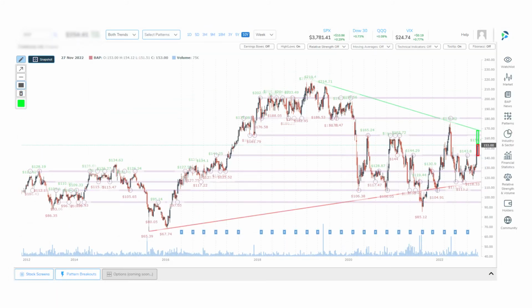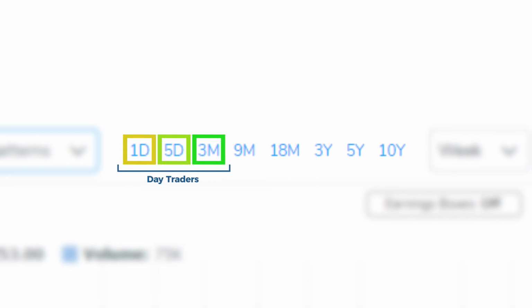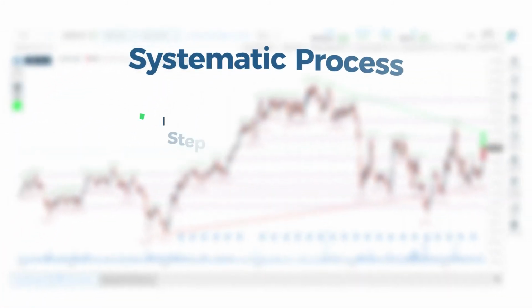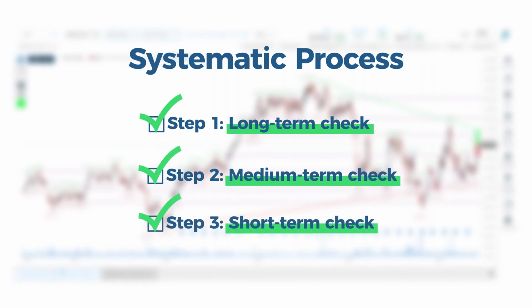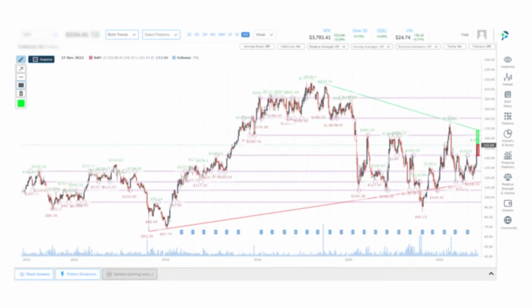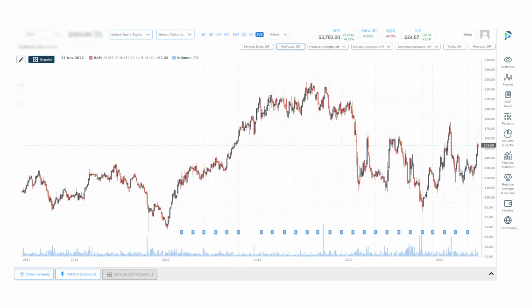Whether or not this is a trade that someone would engage in is personal. And whether or not long-term is 10 years and medium-term is 3 years and short-term is 18 months is also personal. For day traders, the long-term is 3 months, the medium-term is 5 days, and the short-term is 1 day. The systematic process stays the same. Long-term, medium-term, short-term to define whether or not the profit zones and loss zones look good, but this is not what we started with. What we started with was an empty chart.